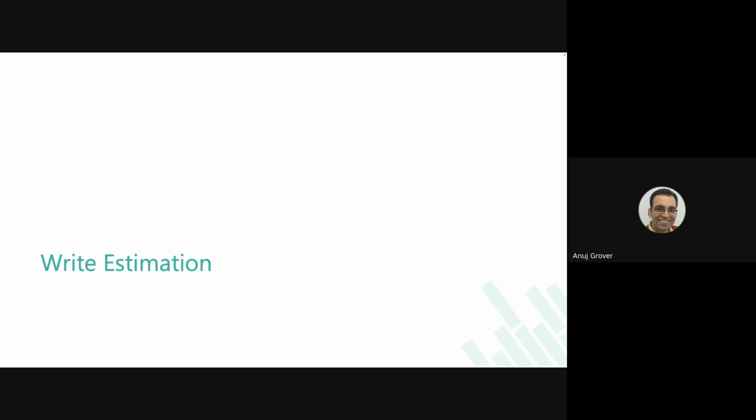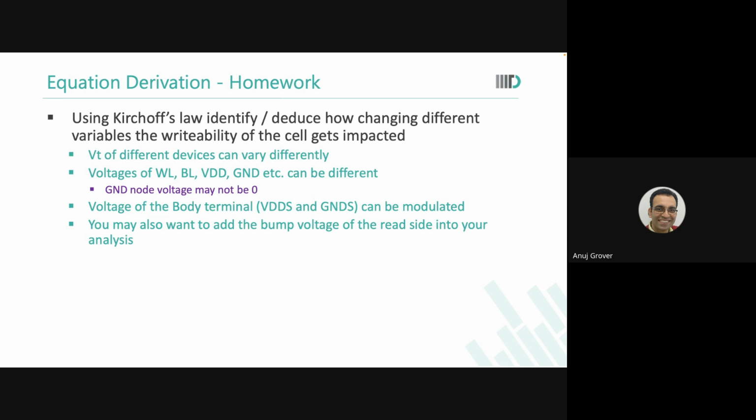And similarly, I want you to do this assignment for the write also. Now, the write is a little tricky thing. In whichever text you see, they will only talk about the pull-up ratio. Pull-up ratio is strength of pull-up with respect to the strength of pass gate.